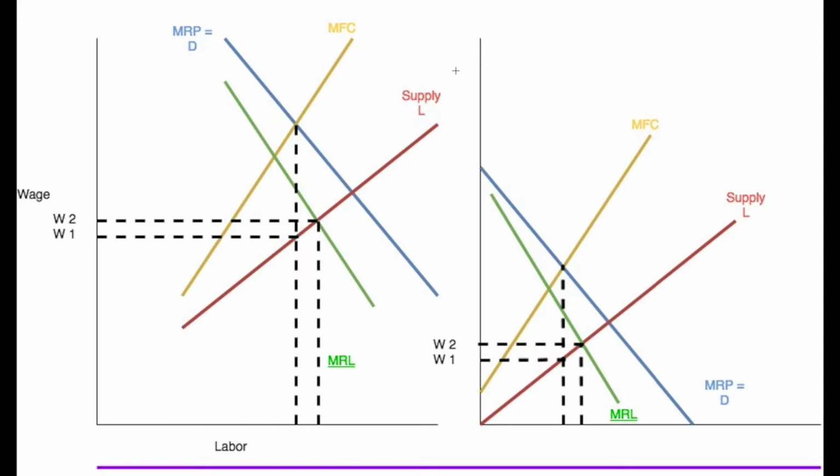The Federation will maximize profits where MRP equals MFC. That point would then be traced down to the supply curve to determine wage and labor levels. The wage level here would be wage 1. Alternatively, the players' union will maximize their wages where MRL meets supply. This is because the supply curve acts as the marginal cost to the players' union. This would lead to wage 2.